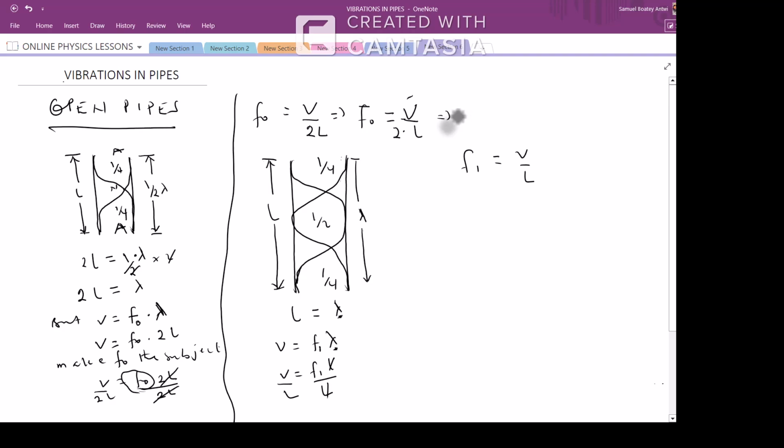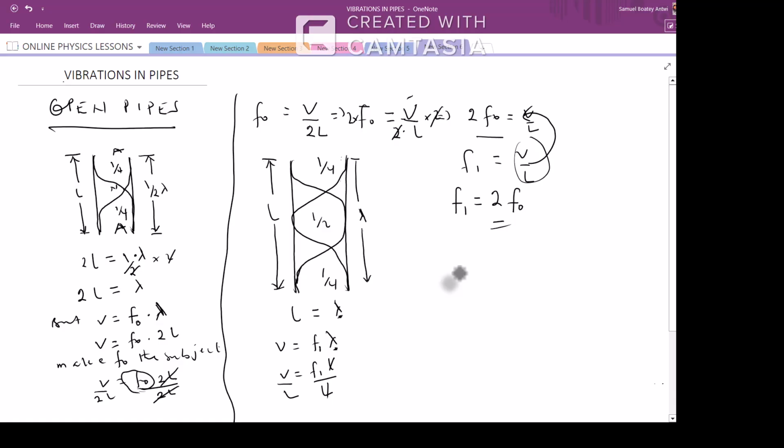If we multiply by 2, we multiply this side by 2, and this side by 2. These 2s cancel out. We have 2 F naught equals V over L, so this is the same as this. Anywhere we see V over L, we put 2 F naught there. So in this situation, we say our F1, which is our first overtone in the open pipe, is equal to 2 times the fundamental frequency. And we are done.